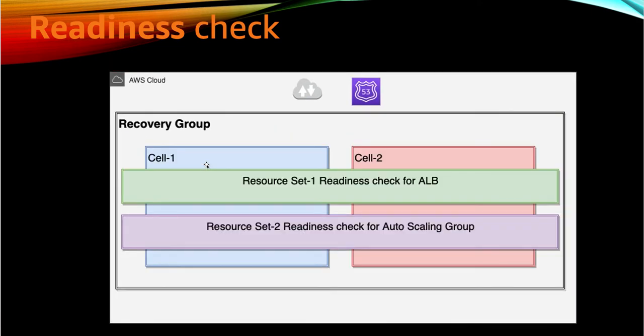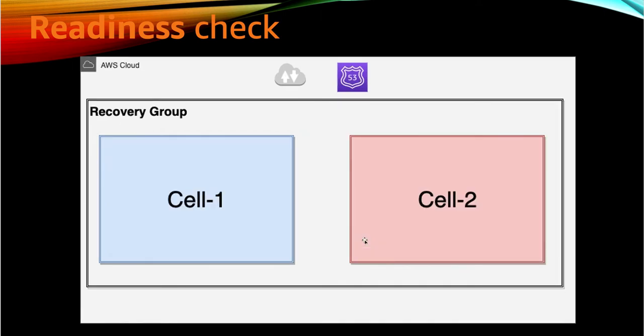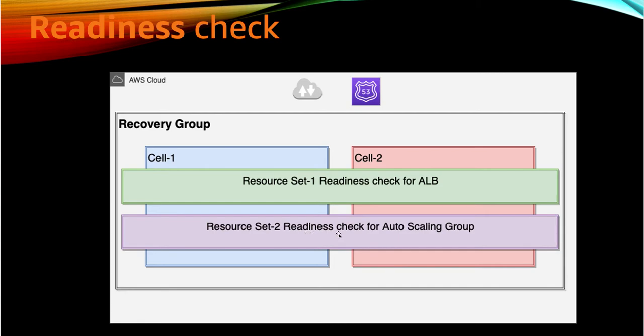For the second resource set, suppose I have auto scaling groups as well, so I can create a resource set for the auto scaling group. So one auto scaling group in cell 1 and one auto scaling group in cell 2. I will create a second resource set for that, which will have two auto scaling groups, and a readiness check will happen on those auto scaling groups. So that's how it is mapped to your resource set and to your architecture.